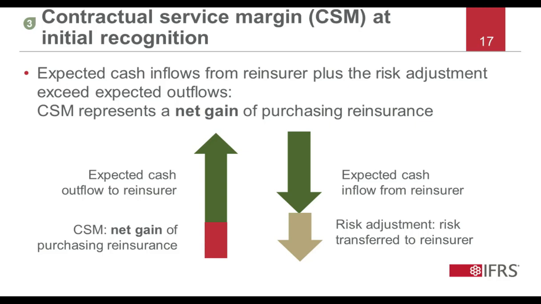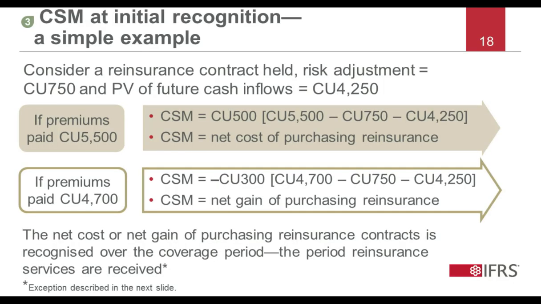The contractual service margin for reinsurance contracts held can be either a net cost or net gain of purchasing reinsurance for services yet to be received. In contrast, the contractual service margin for insurance contracts issued can only be the unearned profit for services yet to be provided. This represents a modification to the core measurement requirements of IFRS 17 for the purposes of measuring reinsurance contracts held.